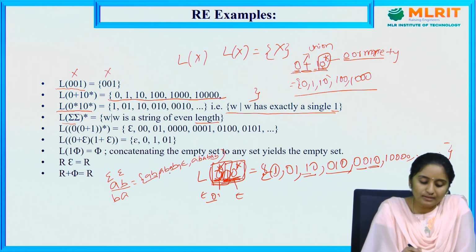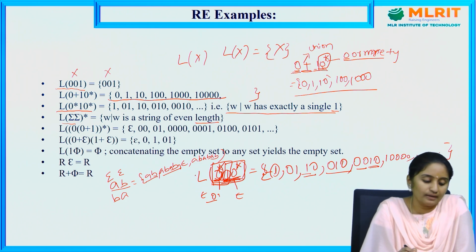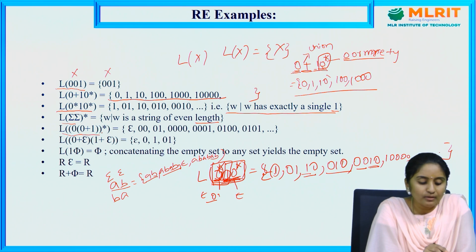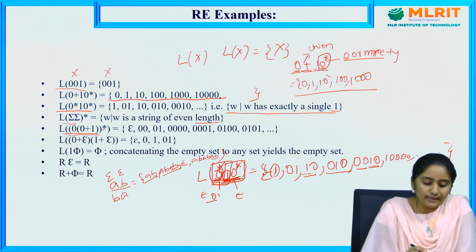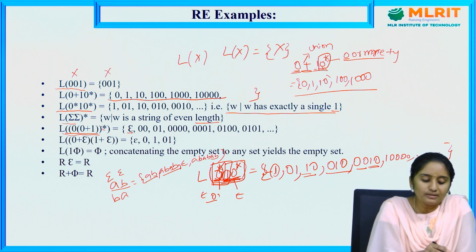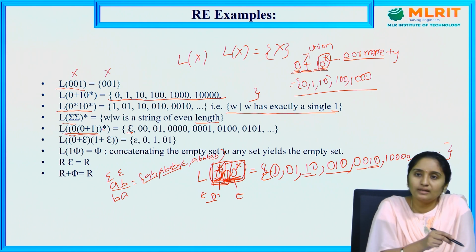Epsilon or AB, AB AB, and so on. But what is the condition? It is having even length; the string is having even length. So the next one, L of 0 or 0 plus 1 whole star. The star is for the whole function. So first we are going to get epsilon. Nothing but 0 or 0. How can I represent 0? By using epsilon, as we have seen in the definition.